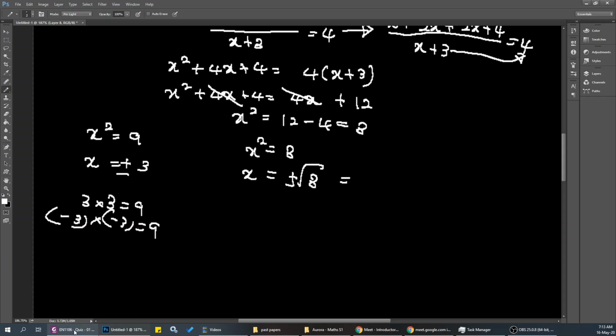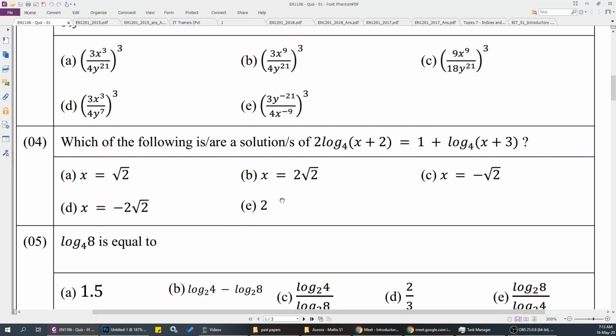Now we need to first find whether root 8 is an answer. No, root 8 is not given as an answer. So we need to somehow write this in another form that is equal to root 8.